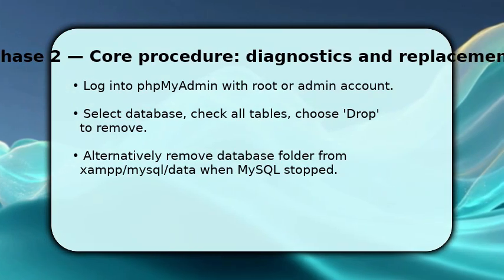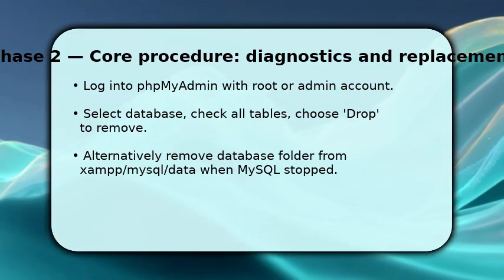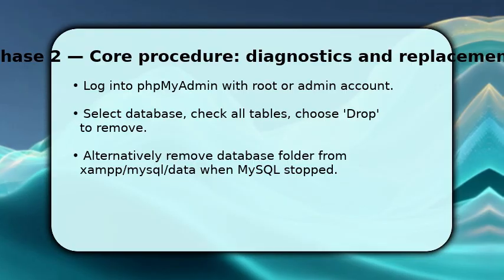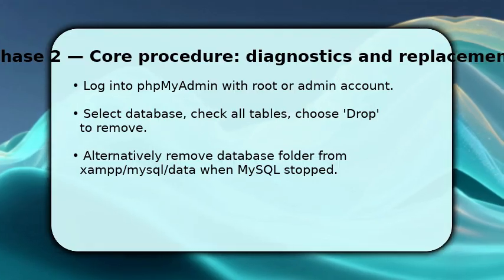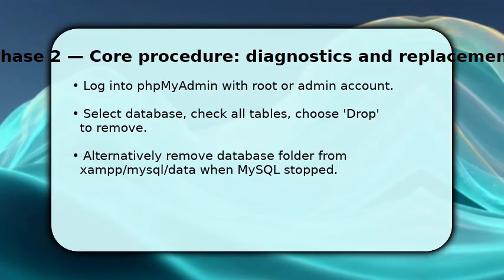You log into phpMyAdmin and select the target database to remove. This interface is safest for dependencies. Once selected, check all tables and choose Drop from the drop-down, then confirm the operation. phpMyAdmin will execute the SQL to remove all objects.